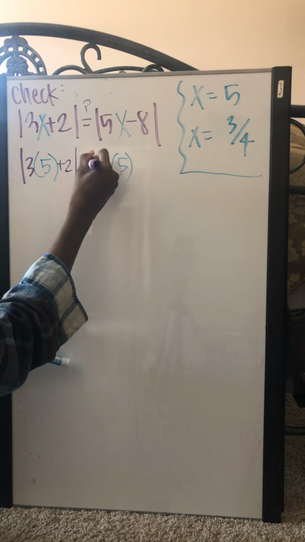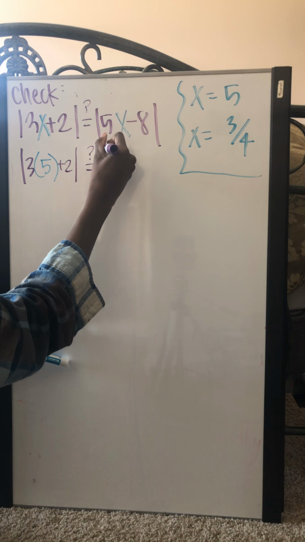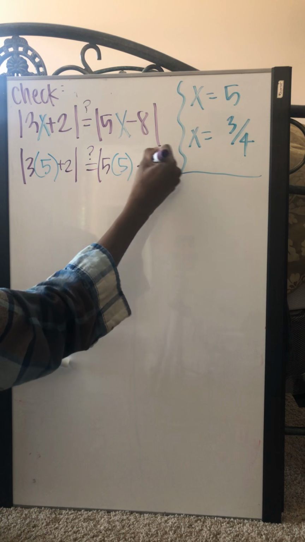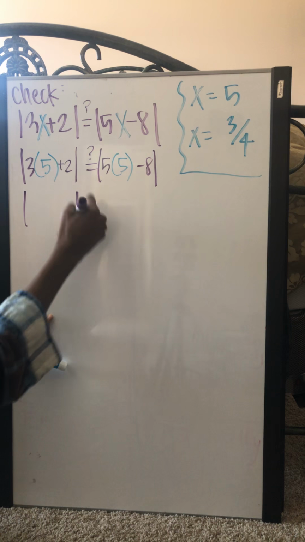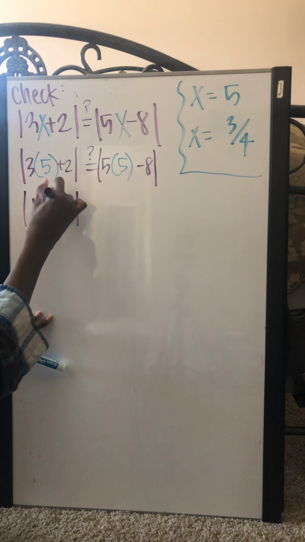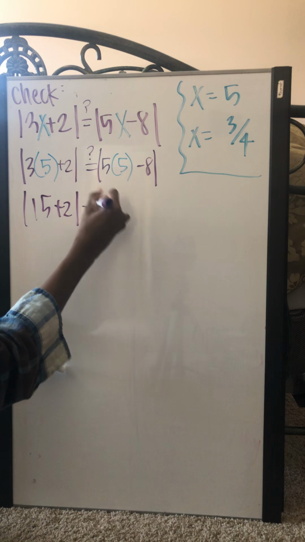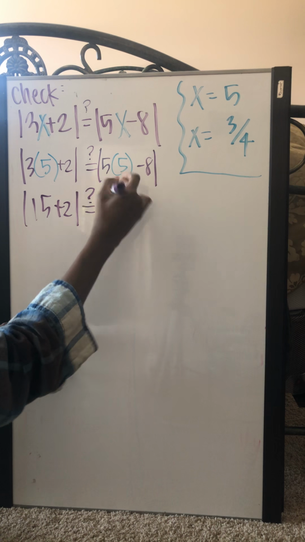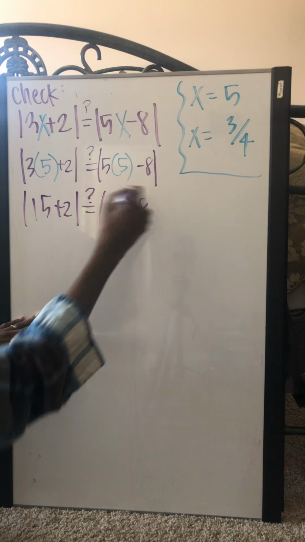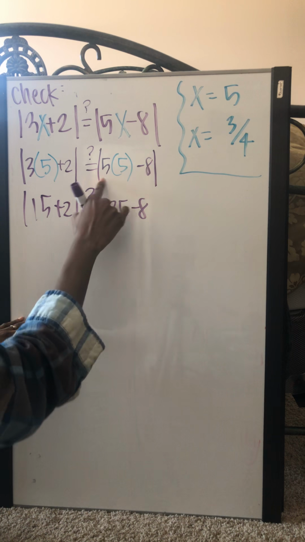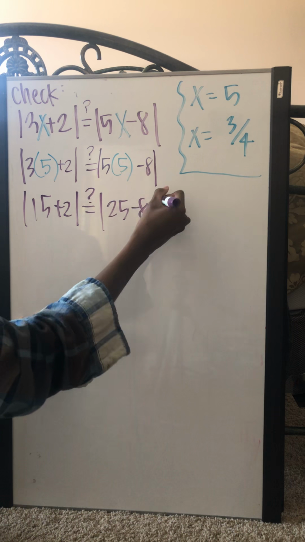Plus 2, we want to know if this is true. Absolute value of 5, negative 8. Okay, so here it's going to give us 15 plus 2. I want to know if it's true. 5 times 5 is 25 minus, oh, that's the absolute value. Sorry, it kind of looks like a parentheses.